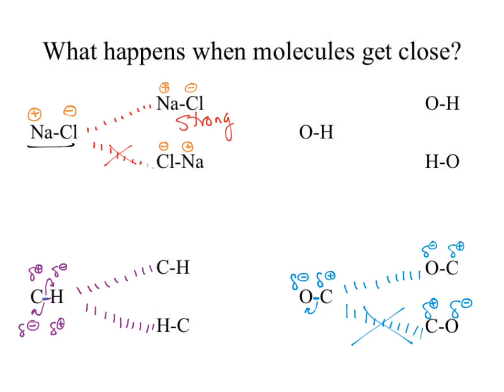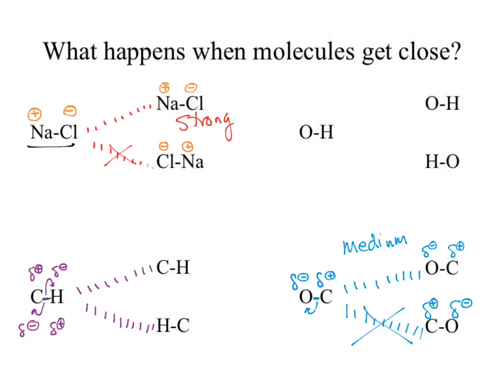Do we still have some partial charge? Yes. Those partial charges are going to align in that particular fashion to try and mitigate that charge imbalance. Would we expect it to be as strong as the ionic? Why not? Less charge. So what we would get, for lack of a better word, is some kind of medium strength interaction.